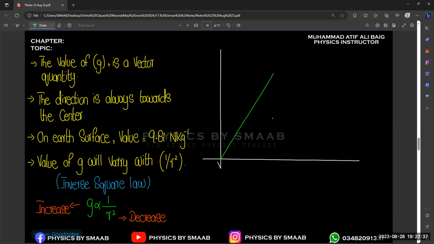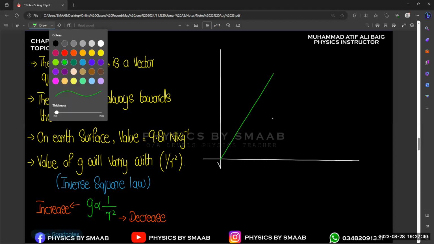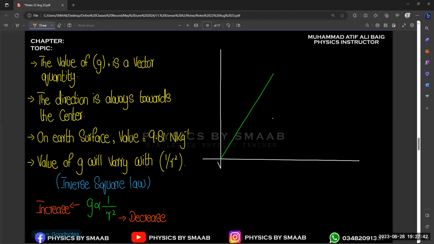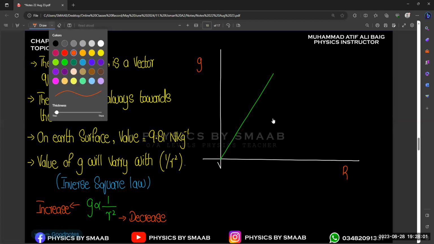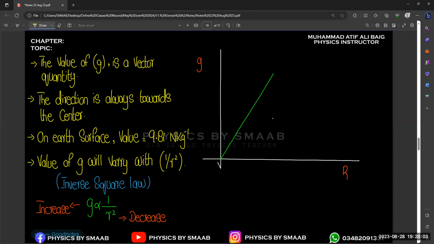So let's suppose till this point we consider that the value of G is constant, and the parameters on X and Y axis. On X axis we are having the radius, and on Y axis we are having the value of G, because actually the value of G depends upon the value of R. Okay, and let's suppose if we consider the values of R, so your value of R will be like this. This will be R, and if we double the distance, so that will be 2R, and then 3R, then 4R, right?